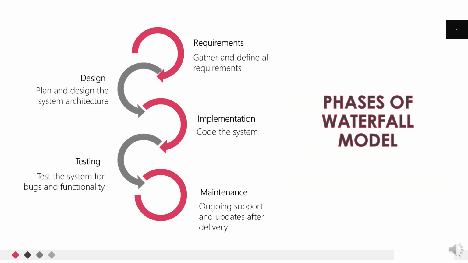Next are the phases of the waterfall model. The waterfall model follows a clear step-by-step process. It starts with gathering all the project's requirements and documenting them. Then the design phase begins, where the system structure is planned. After that, the development phase takes place, where the system is built. And once the system is developed, it goes through testing to ensure that everything works as expected. Finally, maintenance is carried out to fix any issues and make updates. Each phase is completed before moving to the next, with little overlap.